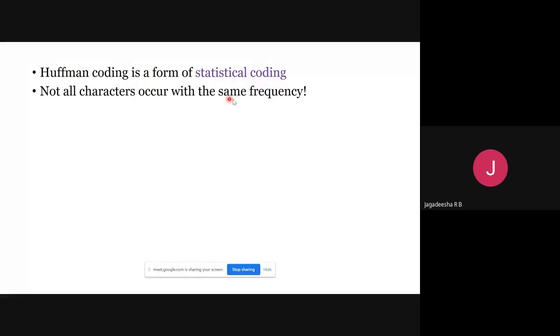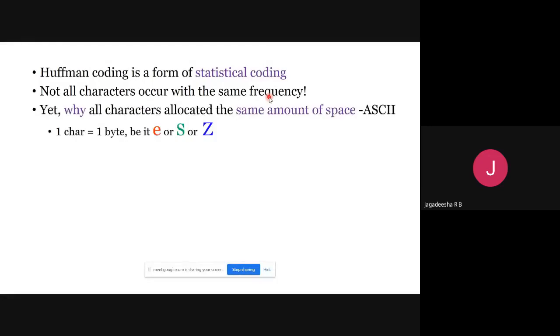Again, one more piece of background information. Not all characters occur with the same frequency. If you consider the English language, then different letters will occur with different probabilities. For example, any vowel occurs more frequently than some other characters. Some characters like E or S are very frequent in a sentence or in a word, but Z or X are not very frequent, right?